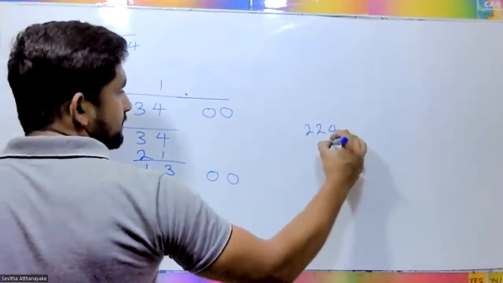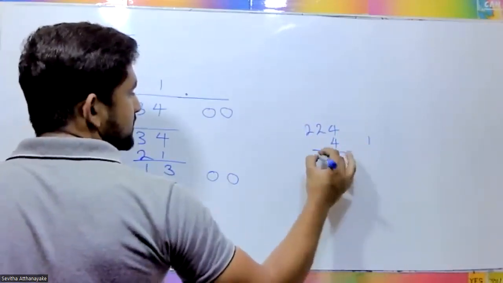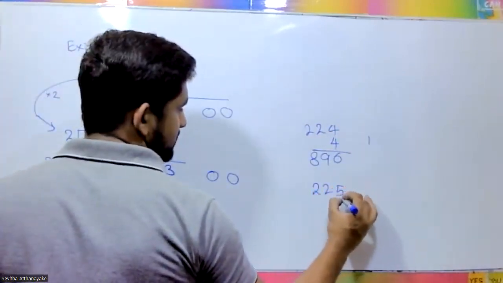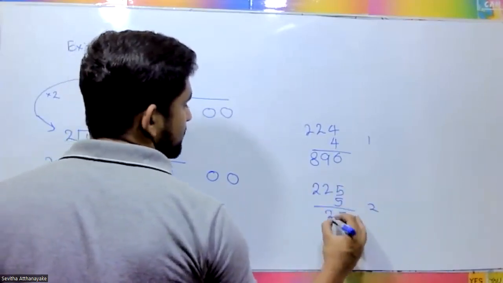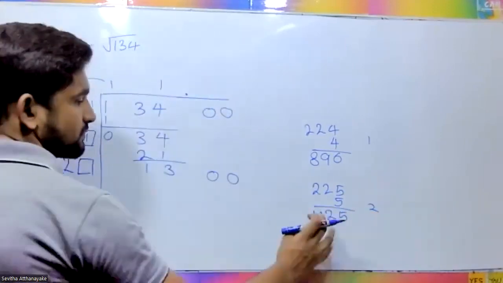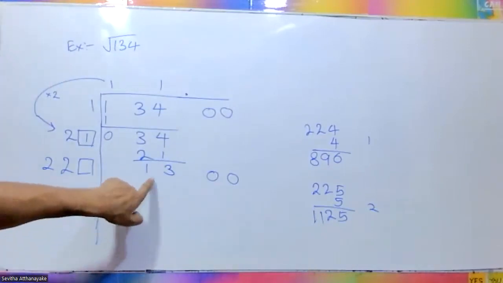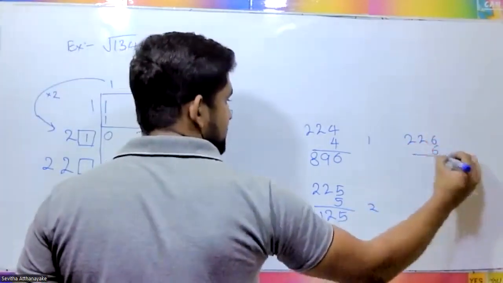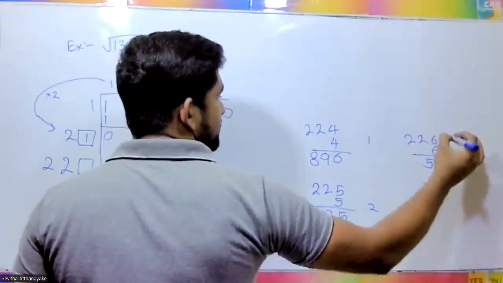224 multiplied by 4. 16, 1 remaining. 8 plus 1, 9. 8. 896. Pigamu 225 multiplied by 5. 2 remaining. 5 times 2, 10, 11, 12. 1 remaining. 5 times 2, 10 plus 1, 11. 1125. අපි බලමු තව එකක් ගන්න පුළුවන්. 226 multiplied by 6. 36, 3 remaining. Here 12, 15, 1 remaining.